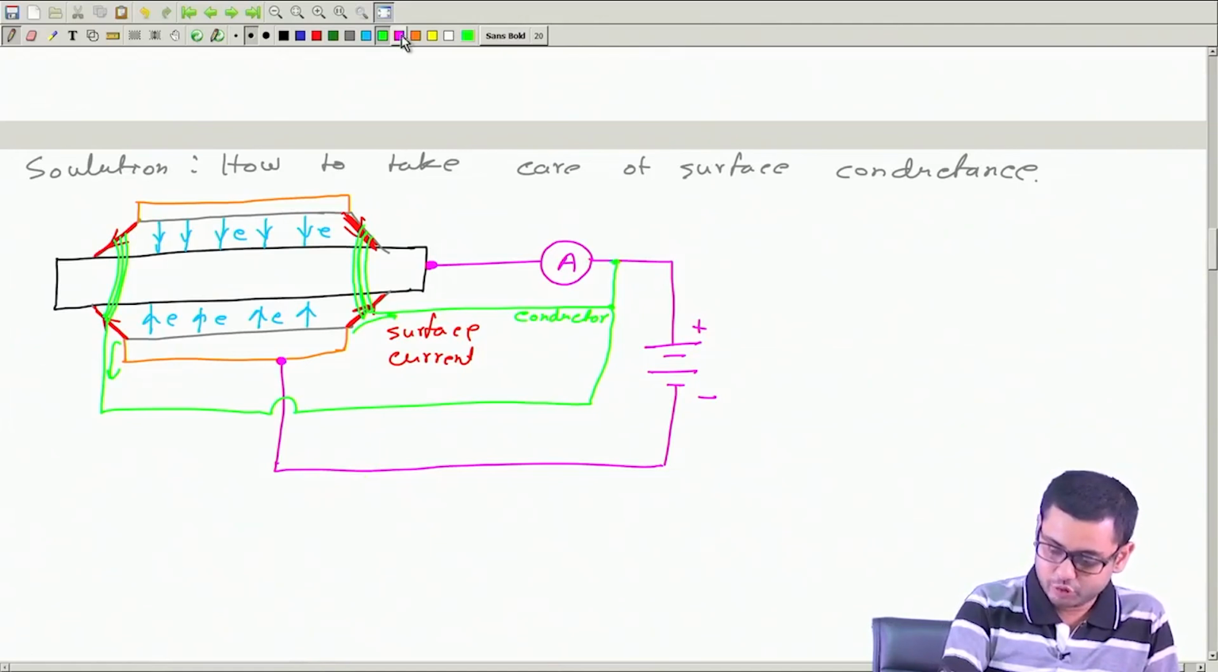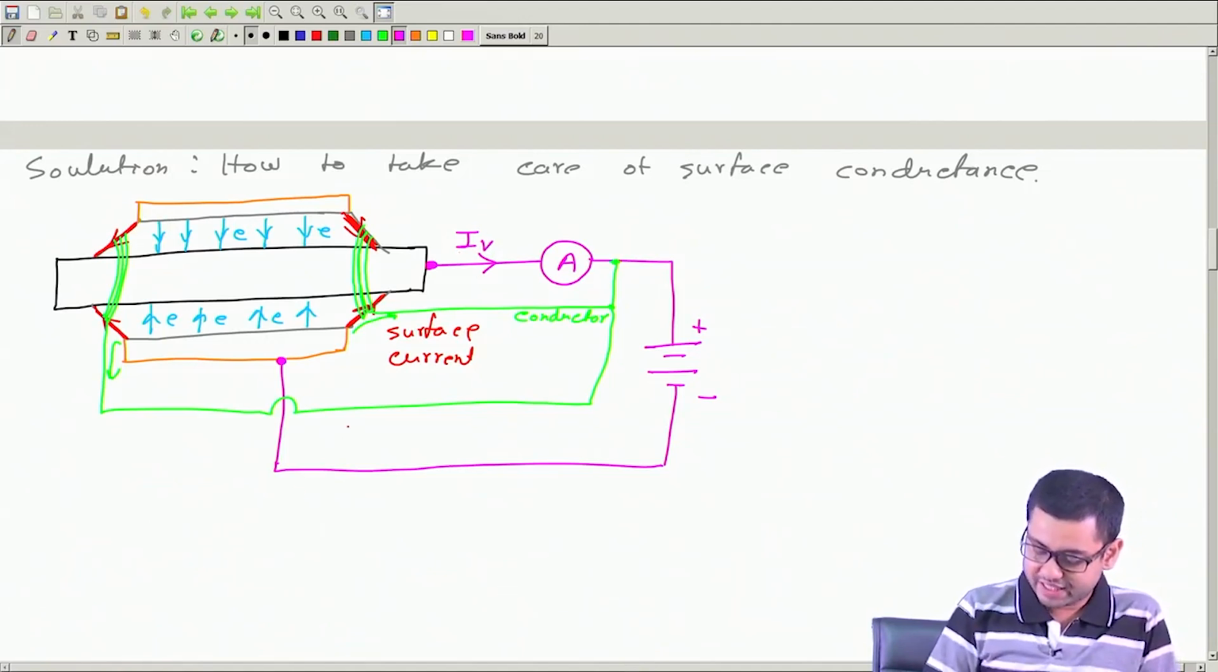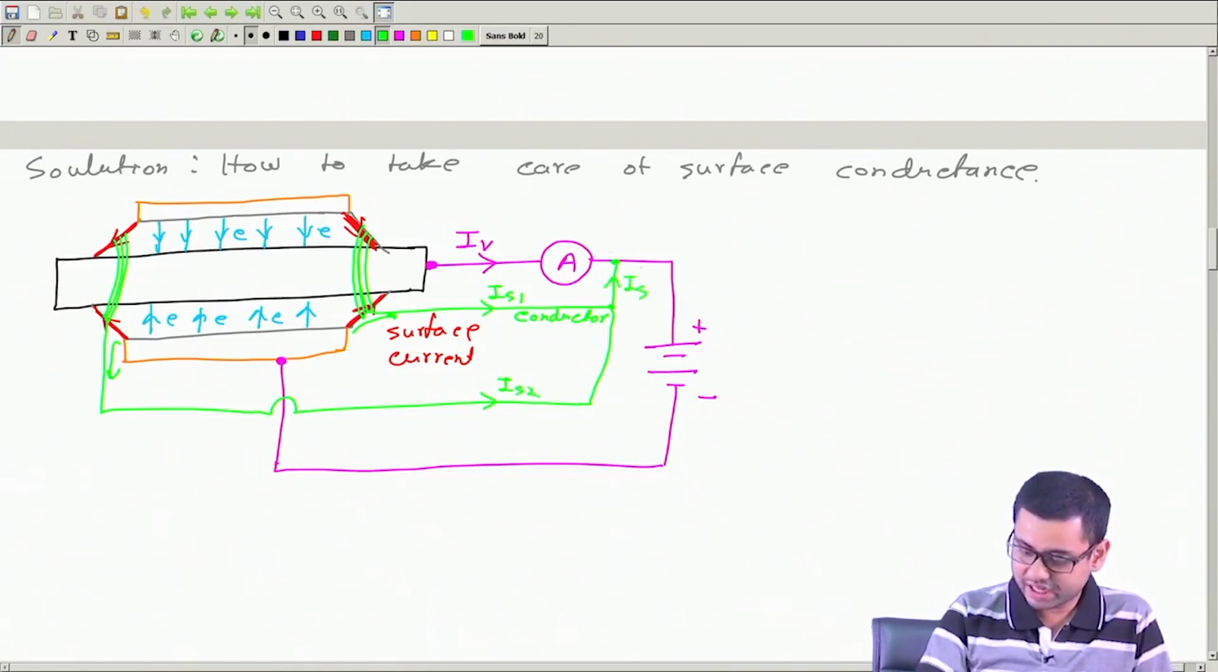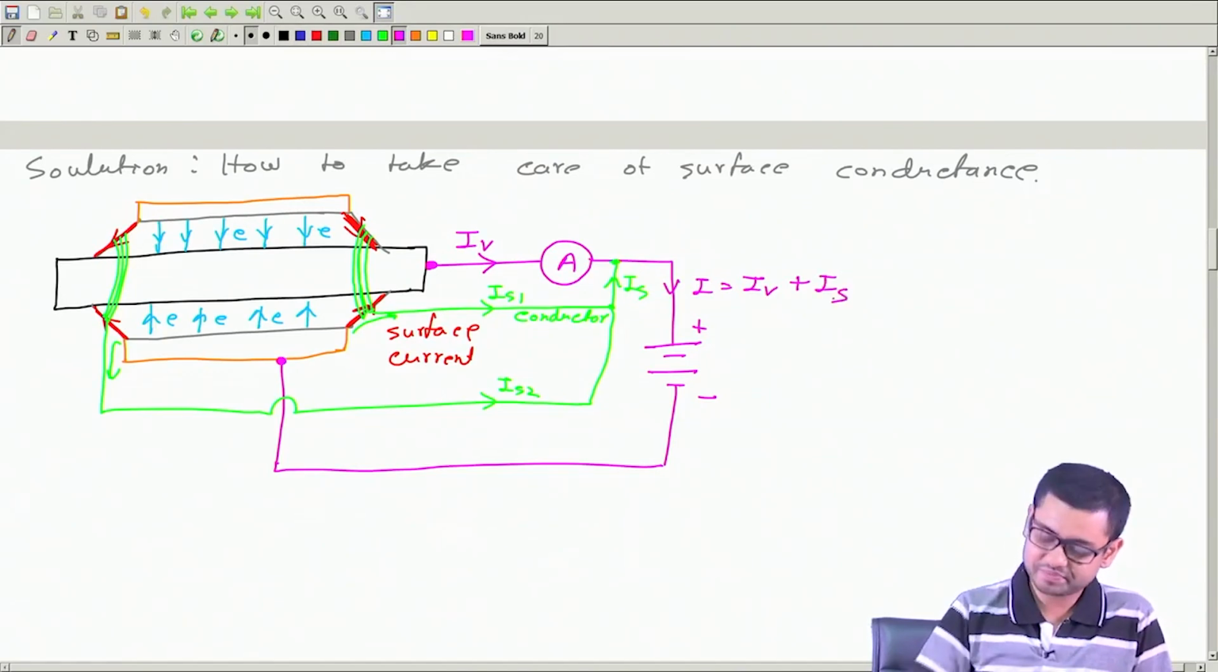So the current that will flow through the ammeter is only the volume current, which I am calling IV, and the current that will get bypassed is the surface current, IS. So this is IS 1, this is IS 2. This is the total surface current IS, and this current is I, which is equal to IV plus IS.